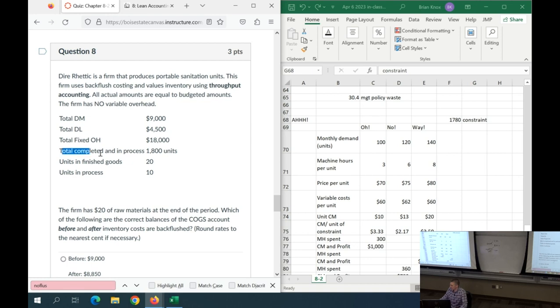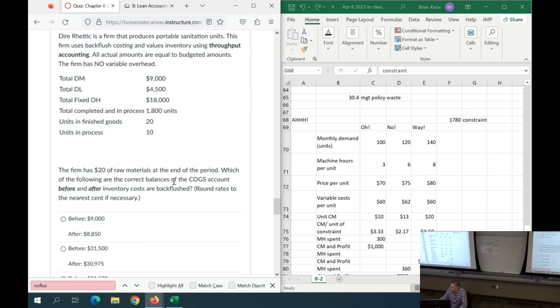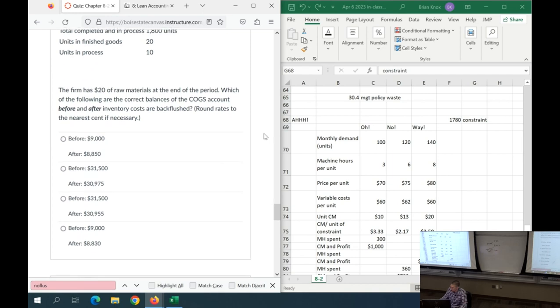How much cost gets backflushed to inventory accounts. That's what I'm saying. All right, we have total units completed in process, 1,800. The units in finished goods, 20. Units in process, 10. And also we have $20 of raw materials in the period. All right. So which of the following are the correct balances for the COGS account before and after inventory costs are backflushed?